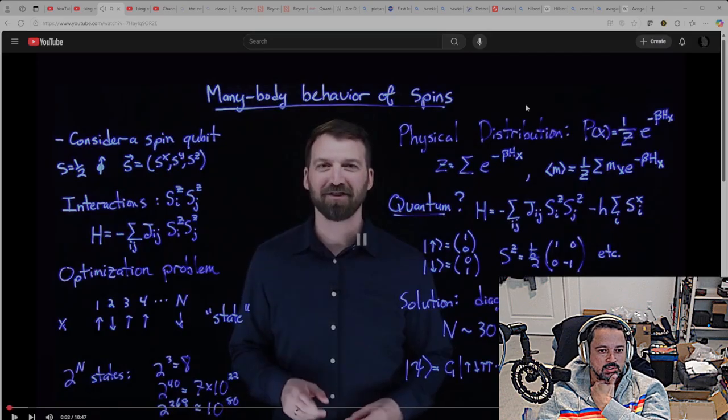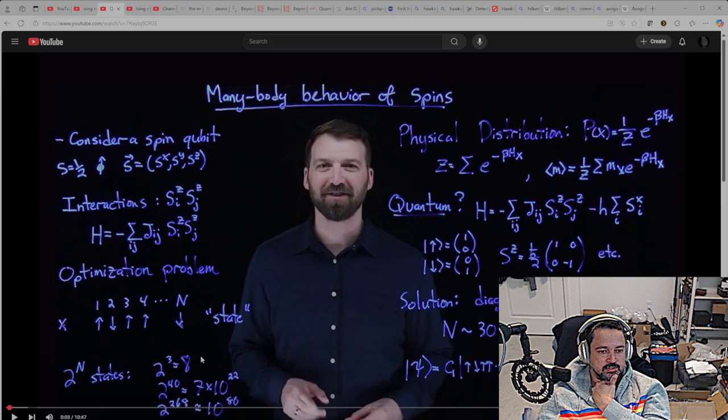Let's focus on the many-body behavior of spins. So consider a spin qubit, spin one-half, going up. Spin vector of x, y, z. Interactions. So this is your Hamiltonian, the Z optimization problem. They're all next to each other.